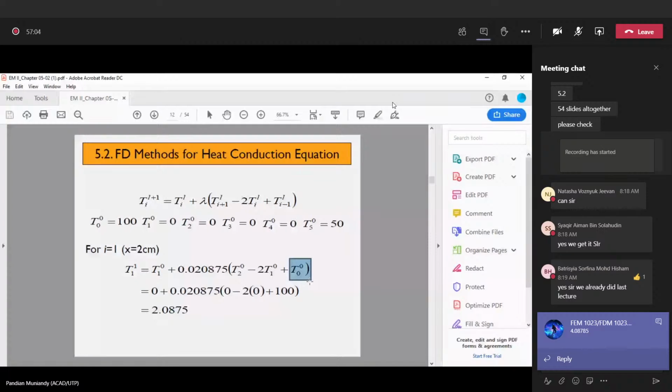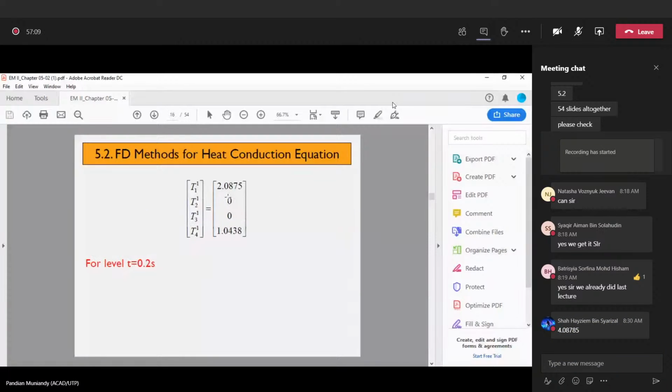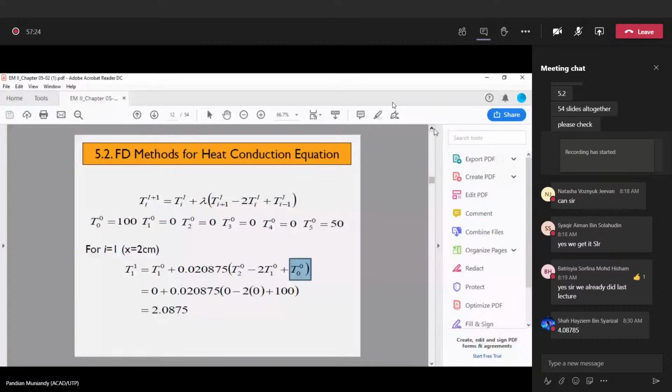So T11, you have this value, 2.0875. What is the value? Now we are calculating at t 0.2, the T superscript 2, subscript 1. Anyone can answer? 2.0875 plus 0.020875 in the bracket, 0 minus 2 multiplied by 2.0875, plus 100.